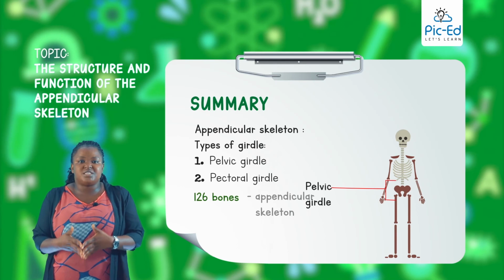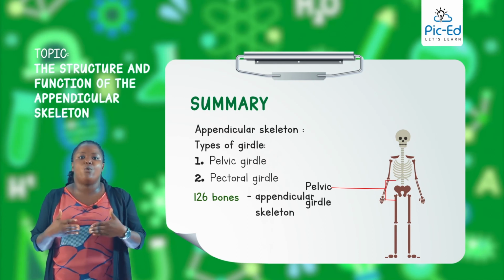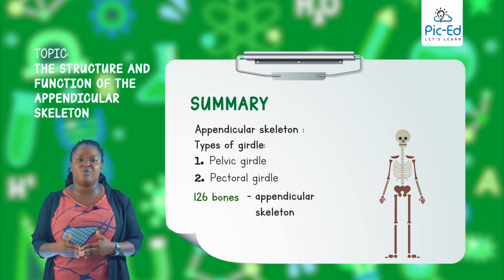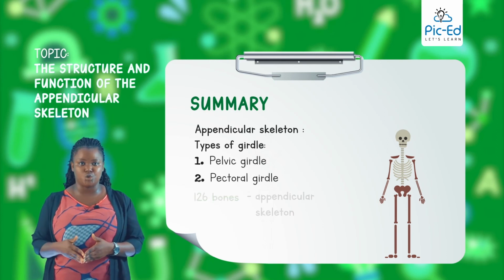The number of bones that make up the appendicular skeleton are 126 in number, more than half the entire number of bones that make up your mammalian skeleton.